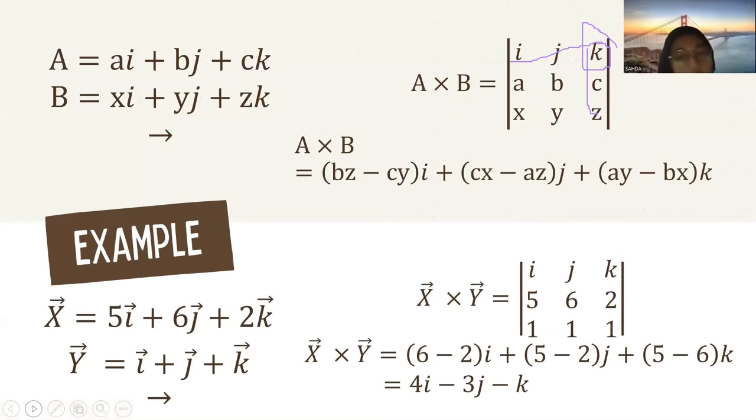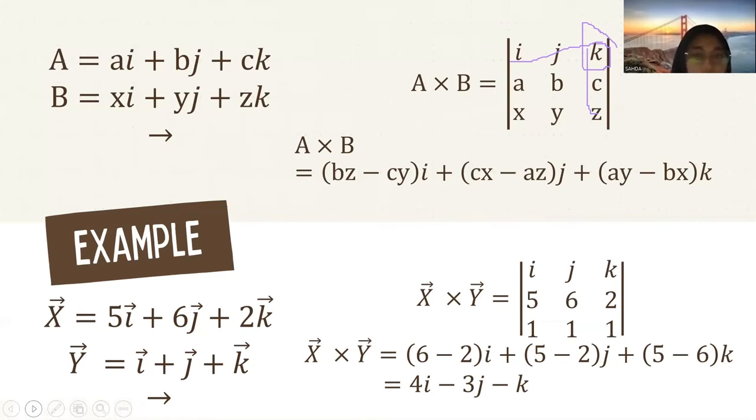Okay, I'm sorry. Let's start with the example. I have two vectors, vector X and vector Y. Vector X is 5i hat plus 6j hat plus 2k hat, and vector Y is i hat plus j hat plus k hat. Okay, vector X cross vector Y.